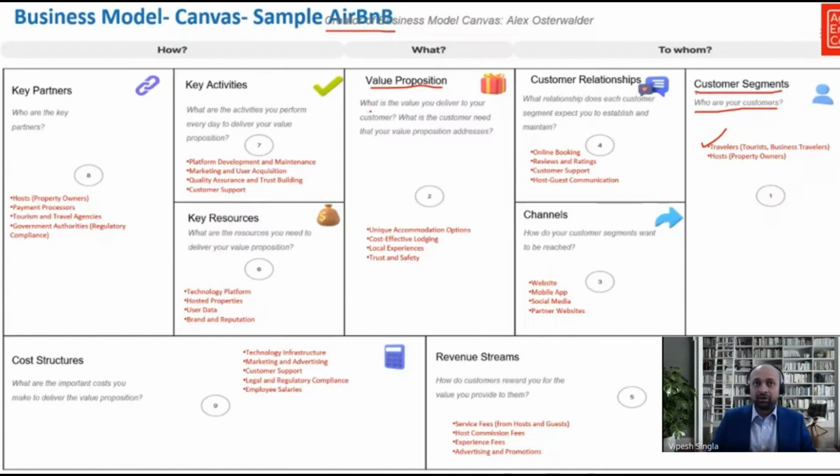They are very popular in India, Europe, US, and their market capitalization is more than the biggest hotel chain in the world. I think Marriott is the biggest hotel chain in the world, and Marriott's market capitalization is less than Airbnb. And the interesting thing about Airbnb is they don't own any property. Any property which you rent on Airbnb is not owned by Airbnb themselves. They are owned by the host.